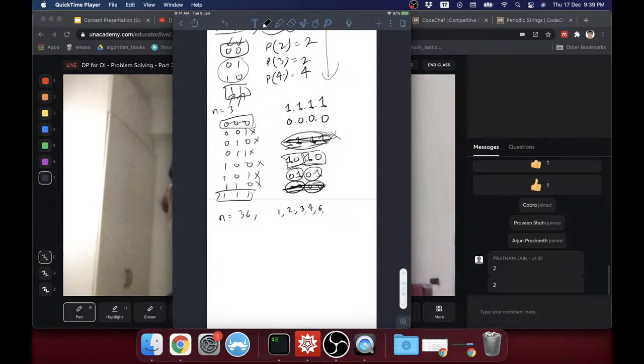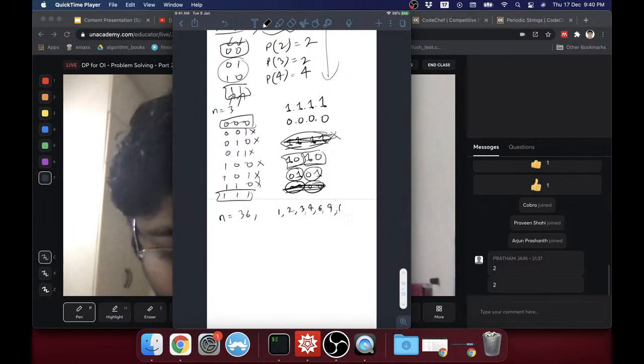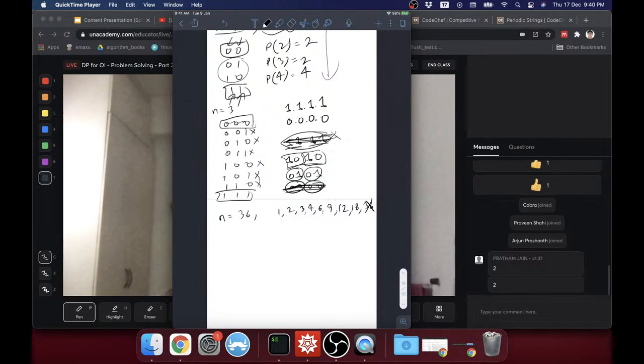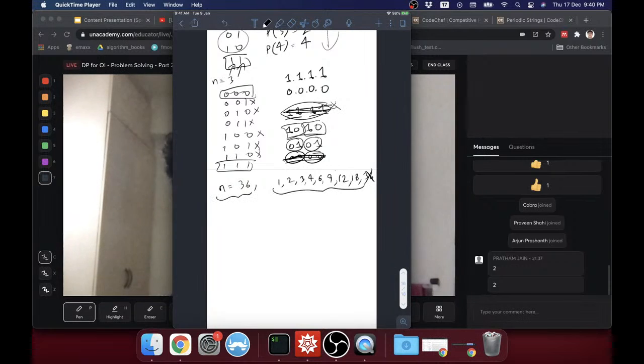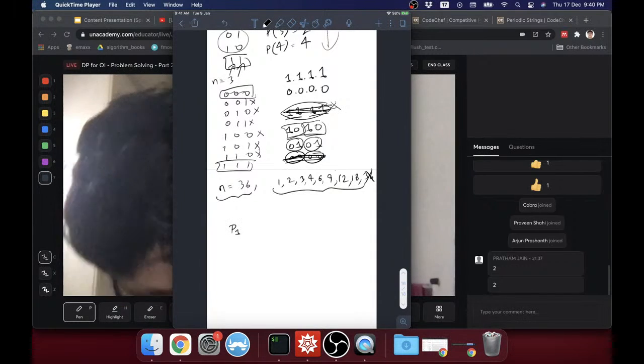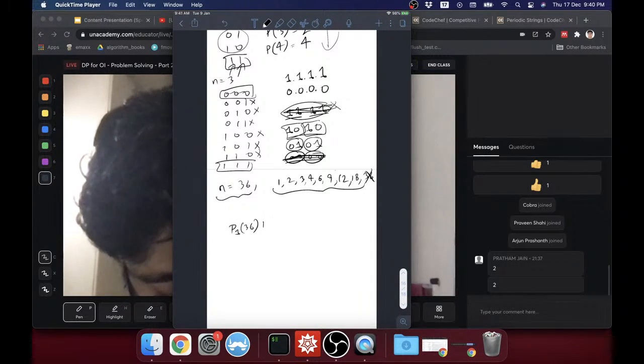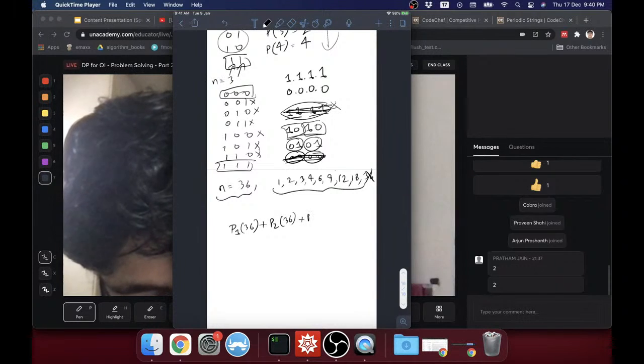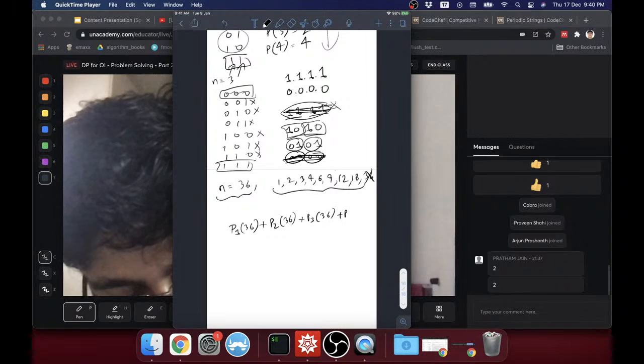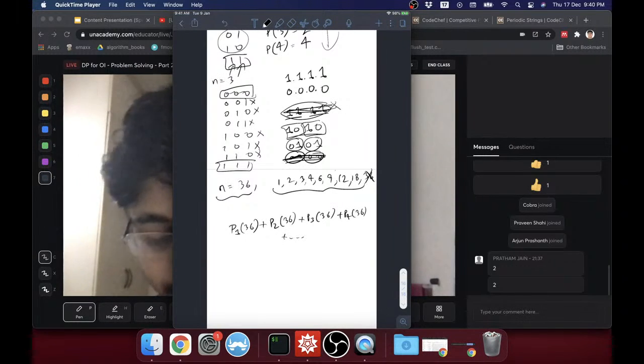What else? 8 is not a factor. 10 is not a factor. 12 is a factor. 4 goes with 9, so 9 is a factor. 18 is a factor. 36 is a factor. 36 is a useless factor, we can't use that. So these are the factors that are useful to us. So notice, if you're making a string of length 36 and you're trying to make it periodic, either it repeats at length 1, or it repeats at length 2, or it repeats at length 3, or it repeats at length 4, and so on, right?